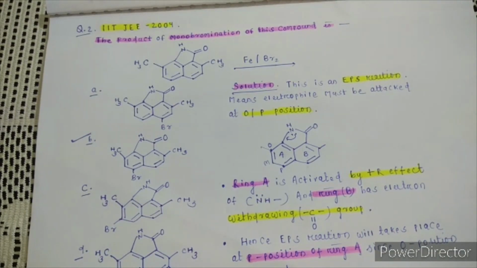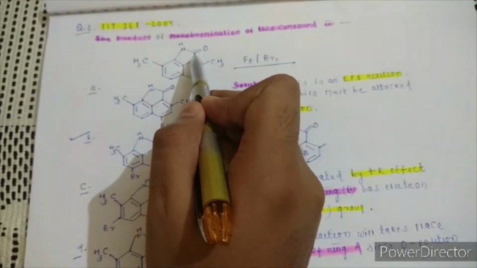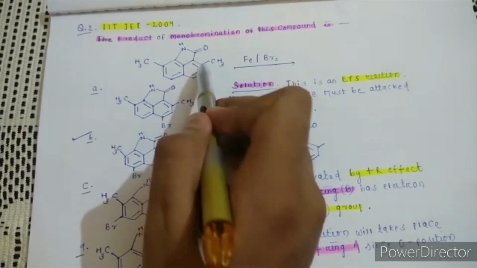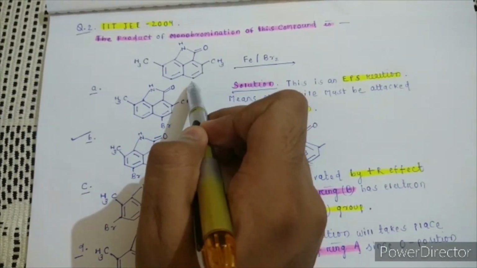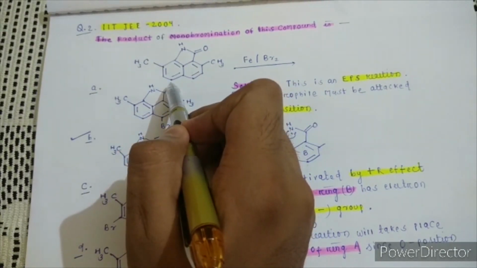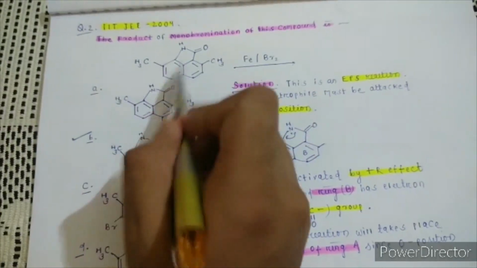This is a monobromination of this substrate. You have to think: this is an electrophilic substitution reaction. That means the electrophile will attack the ortho-para position where the electron density is more. Here 2 functional groups are present: one is nitrogen, the second is a carbonyl. Carbonyl is electron withdrawing, so it will decrease the electron density at the ortho-para position, but the nitrogen will increase the electron density at the ortho and para positions. That means the Br+ will join in ring A.